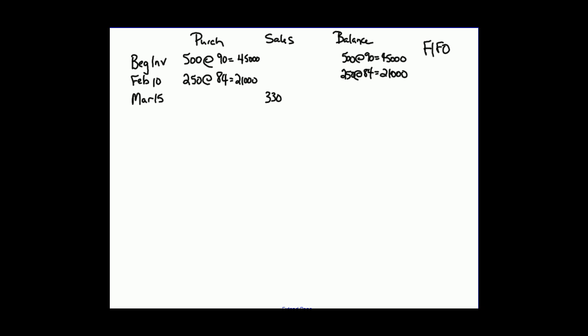So that means the first items that we got into our inventory are the first ones out the door. So it's important to keep the balance in order so that we can look at it and say, okay, the 500 that we had in beginning inventory were the first ones that we had in, so they're the first ones that we're going to sell. So the items that we're selling have a cost of $90 a piece.